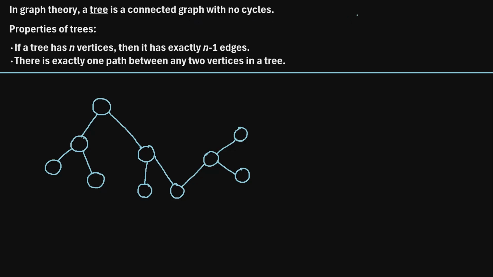And a cycle is when we have several vertices, maybe like this, that form a closed loop. So a tree graph has no cycles. It cannot have this structure.